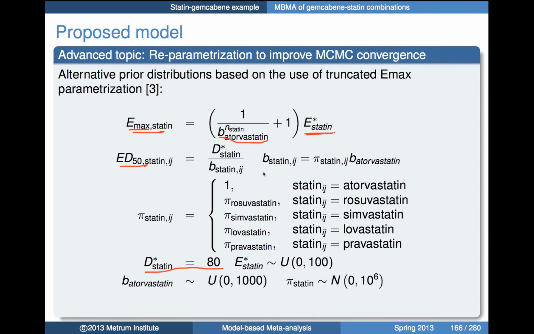And then we're going to specify the B value. Now, the B value is going to be different for each of the other statins here, and that's going to be done by multiplying the one for atorvastatin by some other scaling parameter. So basically this pi statin will be 1 for atorvastatin, but it'll be some estimated quantity for all the remaining ones.